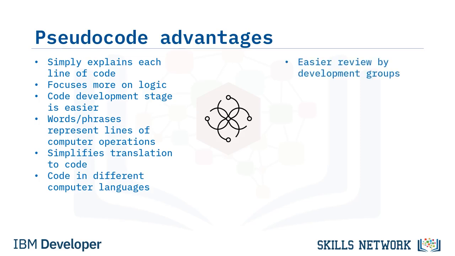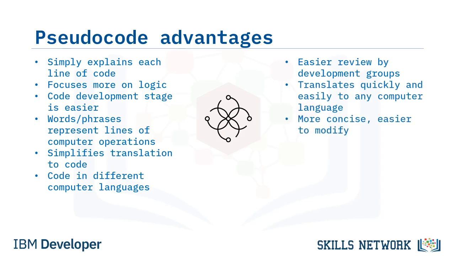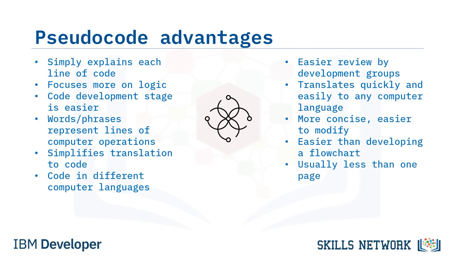Pseudocode can be reviewed by different development groups easier than real code. Pseudocode is easier for non-programmers to read and enables quick and easy translation to any computer language. Writing pseudocode is more concise and easier to modify, so changes to the design can be easily incorporated. And lastly, unlike some flowcharts, pseudocode is usually less than 1 page.